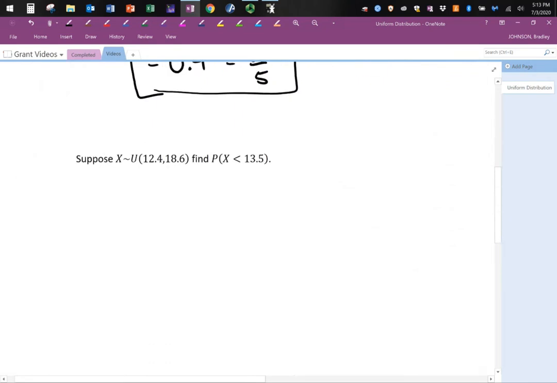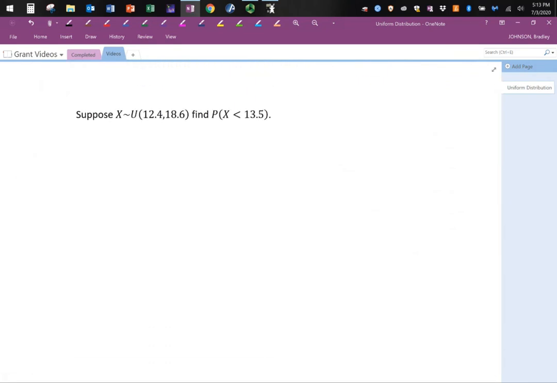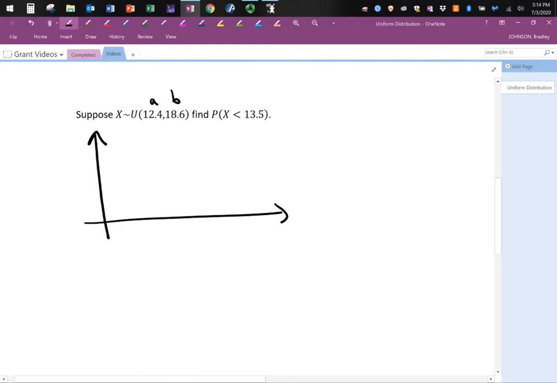Let's do another example. So let's deal with some decimals. So suppose x is distributed uniformly from 12.4 to 18.6. Find the probability that x is less than 13.5. So what I want to do first is draw a picture. And I know it goes from A to B, so I will mark 12.4 and 18.6. Now we have a uniform distribution, so I'm going to make a rectangle here, and then I need to figure out what my height is.